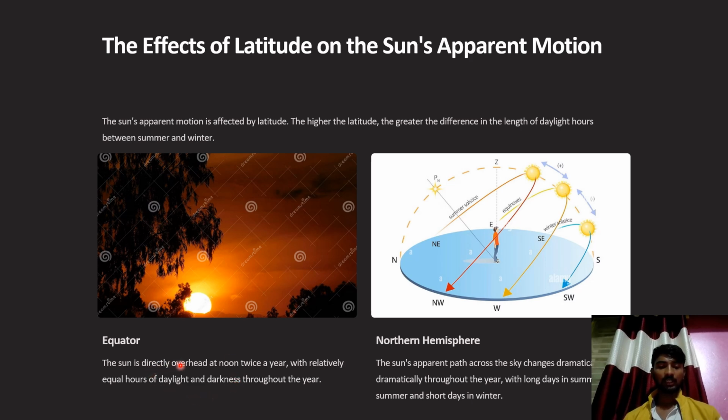At the equator, the sun is directly overhead at noon twice a year, with relatively equal hours of daylight and darkness throughout the year. In the northern hemisphere, the sun's apparent path across the sky changes dramatically throughout the year, with the longest days in the summer and the shortest days in the winter.